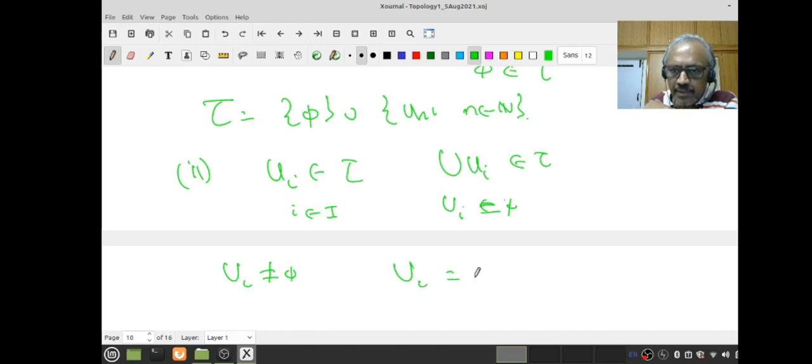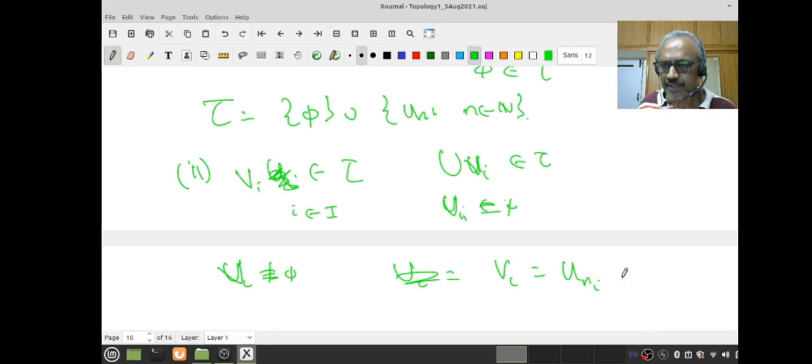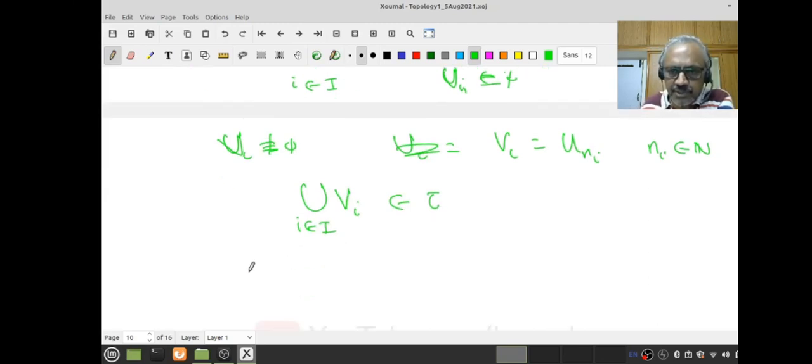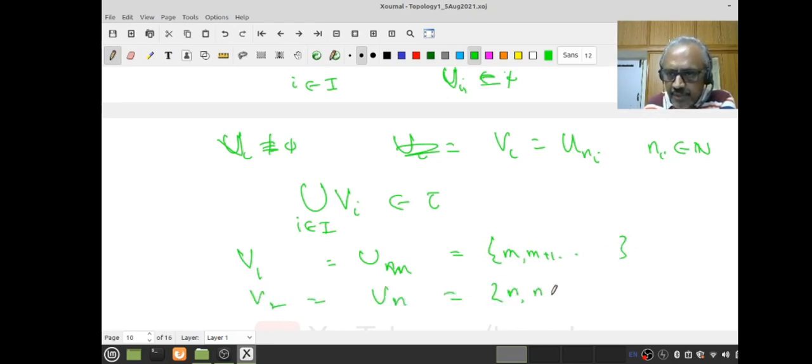This U_i should not be confused with U_n, so let me look at a different notation. Let me call it V_i. If V_i is not empty, then V_i must be some U of n_i, where n_i is a natural number. You agree? Accept it? So what do I want to prove? Whether the union of V_i, i in I, the indexing set, is again in tau. Just to make sure that you understand, suppose V_1 is U_m, starting from m plus 1, etc., and V_2 is U_n, which starts from n plus 1, etc.